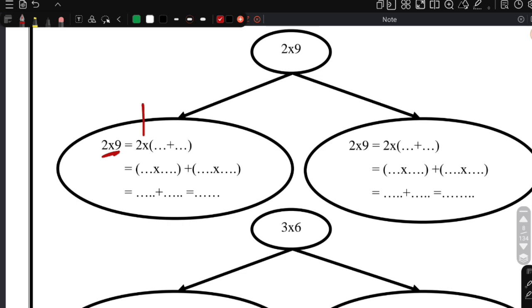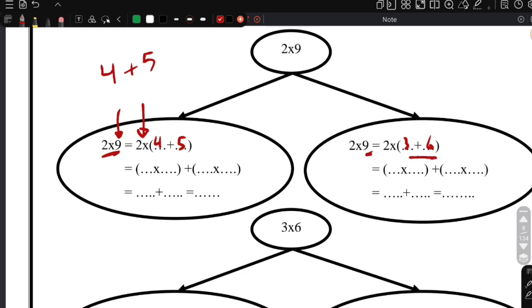Okay. So he lets the 2 stay the same, and he will split the 9. I will make it 4 plus 5 in the first one. Okay. And in the second one, I will make it 3 plus 6. And the sum of them must be 9. The sum of these 2 numbers must be 9.